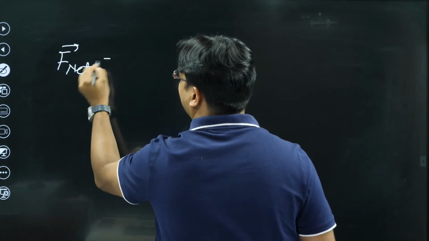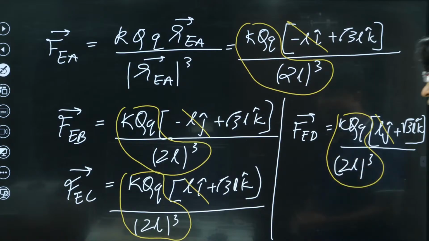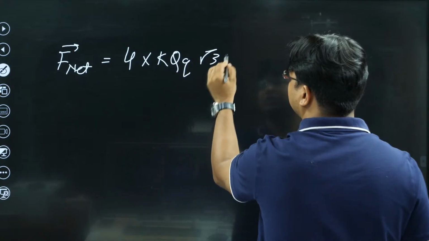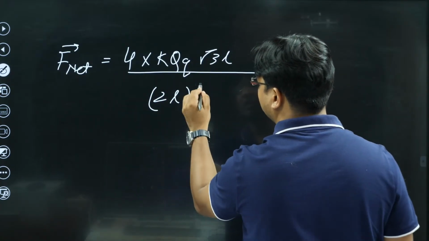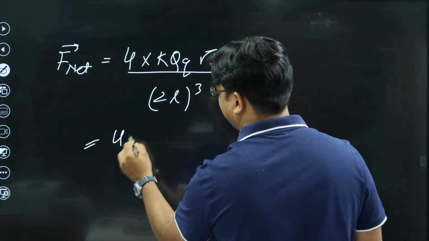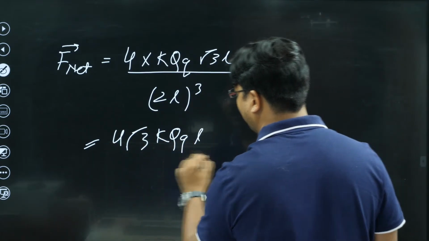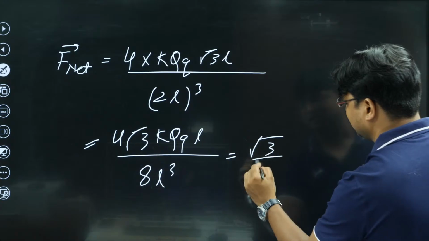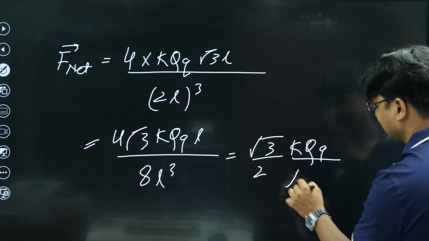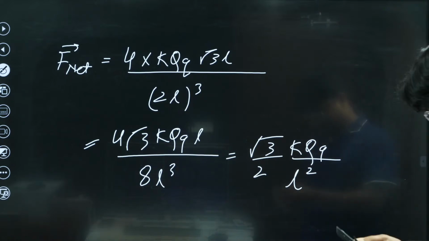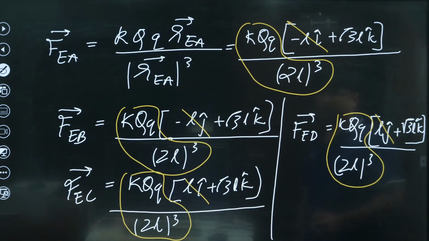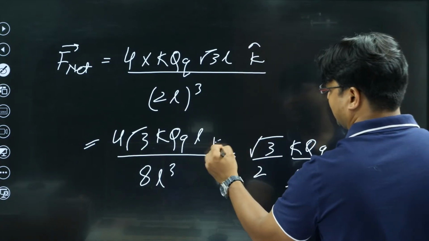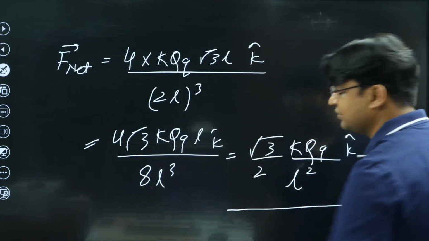When you add all these vectors, I encourage that you do it on your own. It becomes 4 times KQq root 3L divided by 2L cube, which ultimately becomes 4 root 3 KQqL upon 8L cube, which we can then write as root 3 by 2 KQq by L square. I hope I have not committed any mistake. Yeah, so this is all in k direction. So we got the magnitude as well as the direction.